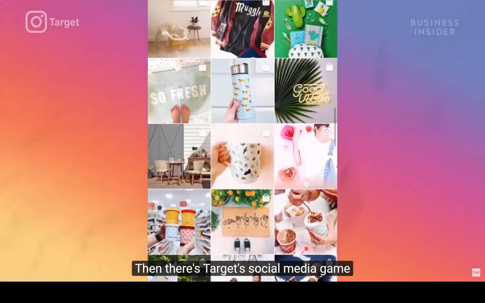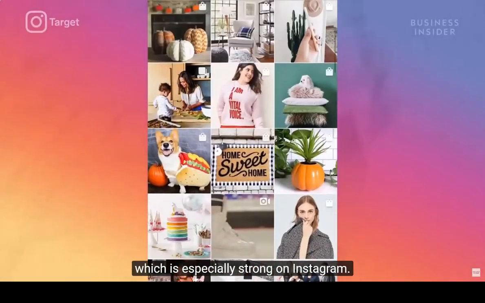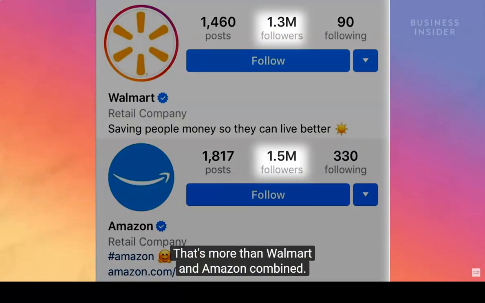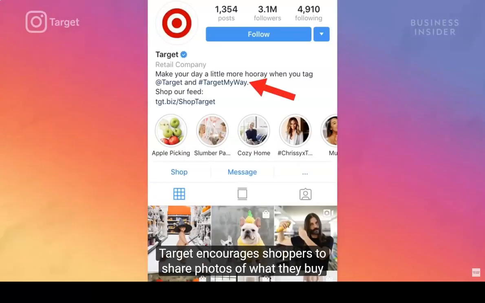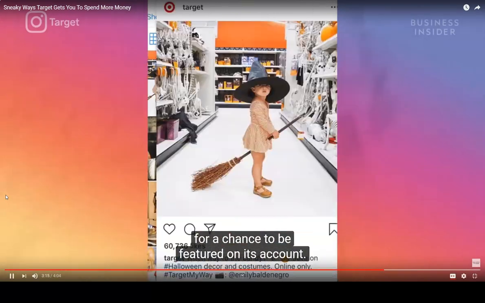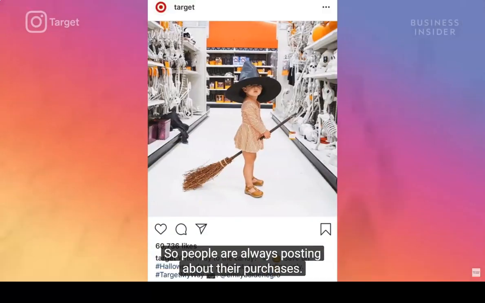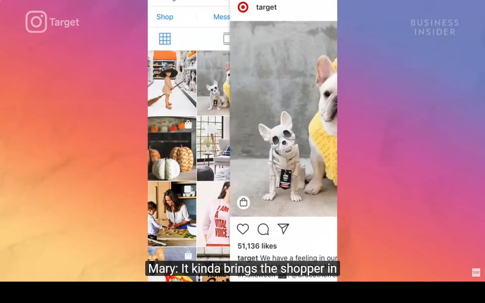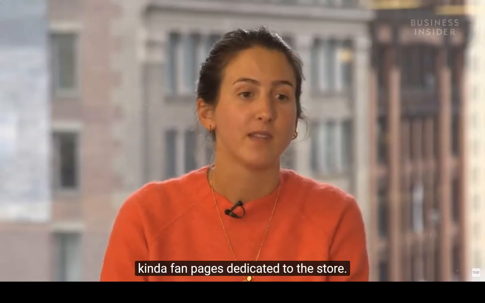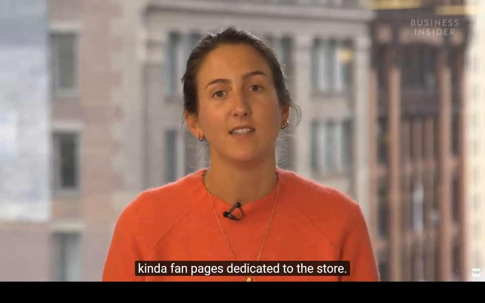Then there's Target's social media game, which is especially strong on Instagram. It has 3.1 million followers. That's more than Walmart and Amazon combined. Target encourages shoppers to share photos of what they buy for a chance to be featured on its account. So people are always posting about their purchases. Kind of brings the shopper in to the experience. There are loads of Target fan pages dedicated to the store.